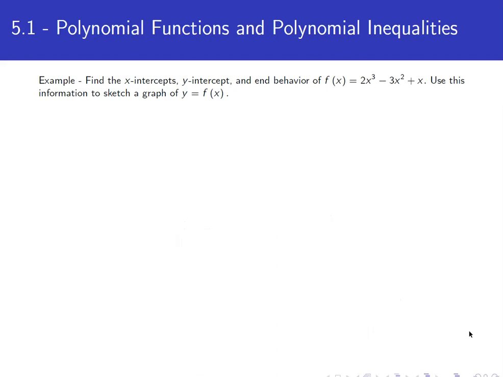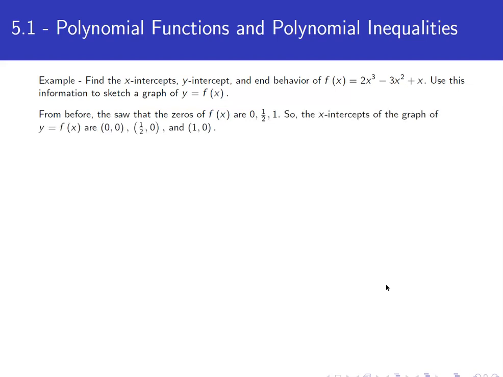So let's go back to the example we did before, the f of x equals 2x cubed minus 3x squared plus x. Find the x-intercepts, find the y-intercept, and find the end behavior, and then use this information to sketch a graph. So we already saw that the zeros are 0, 1/2, and 1. So that means that our x-intercepts are the points (0, 0), (1/2, 0), and (1, 0). To find the y-intercept, we plug in 0 for x and figure out what the y value is. In this case, we also get 0 out for the y, so the y-intercept is the same as the x-intercept, (0, 0).